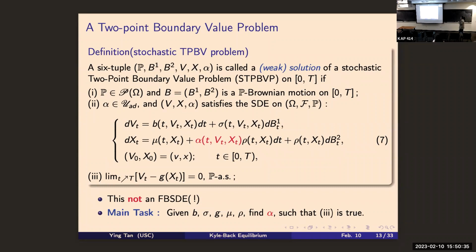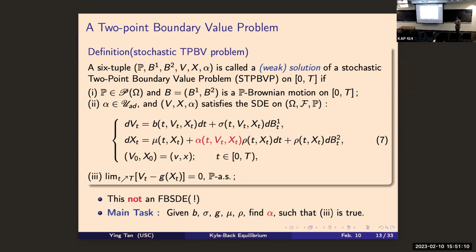So we want to find the process alpha here, and the weak solution V^x and alpha will satisfy the system, and more importantly, the limit of V_t minus g of X_t will be 0 as t goes to capital T. Here we consider the limit because the strategy alpha is very likely to explode at time capital T, so we can only consider the limit of those two.